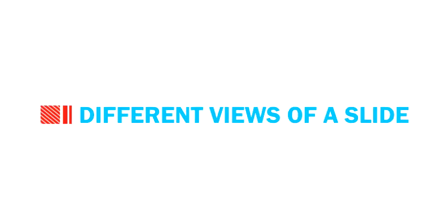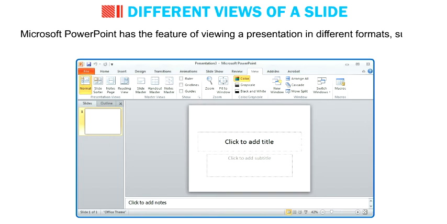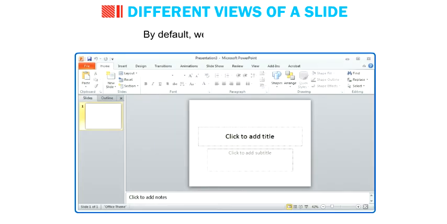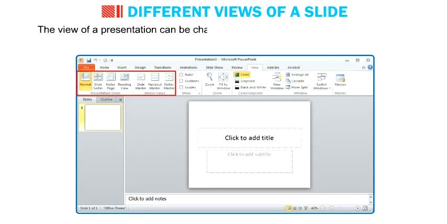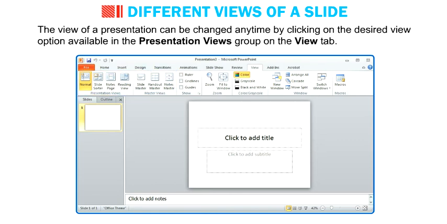First, let us talk about different views of a slide. Microsoft PowerPoint has the feature of viewing a presentation in different formats such as Normal View, Slide Sorter View, Notes Page, and Slideshow. By default, we work in Normal View. The view of a presentation can be changed anytime by clicking on the desired view option available in the Presentation Views group on the View tab.